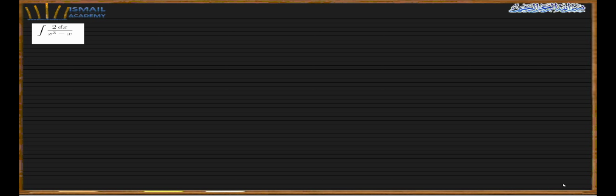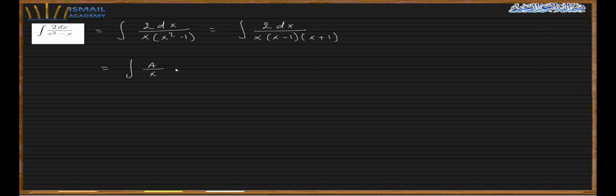In this question they asked me to integrate a rational function, 2 over x cubed minus x, so in that case I'm going to use partial fractions. But first let me factor the denominator. Here I will have 2 dx over, the common factor here is x, so it's going to be x times x squared minus 1, and this is the difference of squares, so this will be 2 dx over x times x minus 1 times x plus 1. Now I'm going to split this into fractions, so this will be the integral of a over x plus b over x minus 1 plus c over x plus 1 dx.